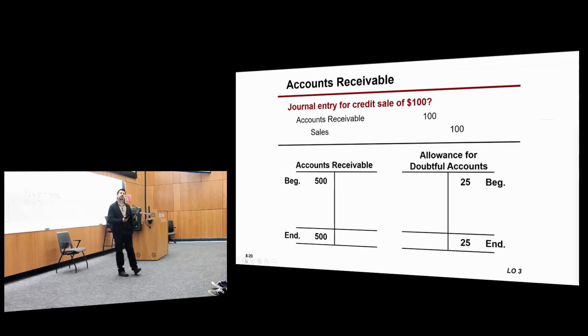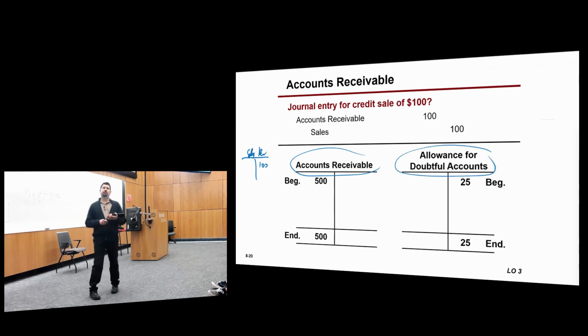Okay? When you have sales for 100, it's a credit sale, that means it's sales on account. You debit accounts receivable, you credit sales revenue. So if we had another account here, if you wanted to do the whole thing, you would also have sales revenue, credited 100. Here we don't care about that. At this point, we're only looking at accounts receivable and allowance for doubtful accounts. So let's see how these two are affected.